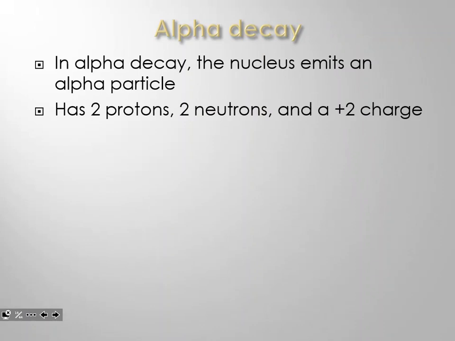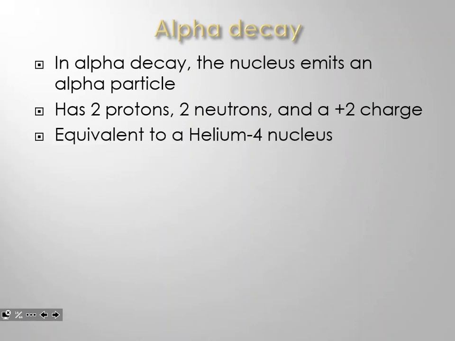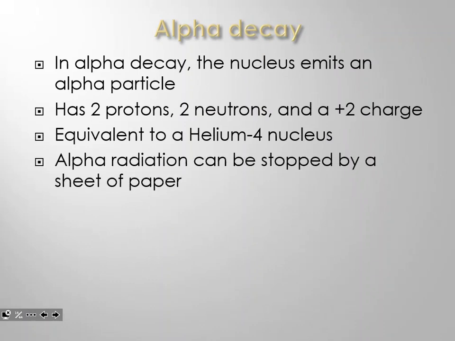That means it has a positive 2 charge because it has 2 protons in it. That also means 2 protons and 2 neutrons is equivalent to a helium-4 nucleus. Helium has a mass of 4 and it has 2 protons, then that must mean it has 2 neutrons. The only thing that's missing, an alpha particle is a helium nucleus, is the electrons. The electrons aren't there, so it's not a helium atom, essentially a helium ion. That's what an alpha particle is. But we don't call them helium ions, we call them alpha particles, by the way.